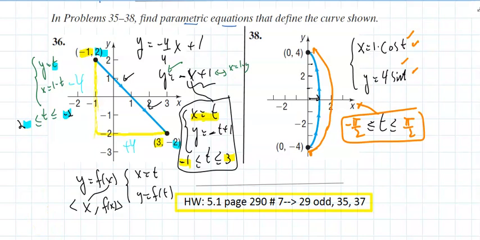And there's the homework on page 290, number 7 through 29, odd, 35, and 37.